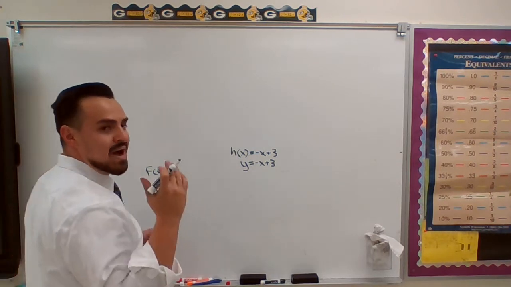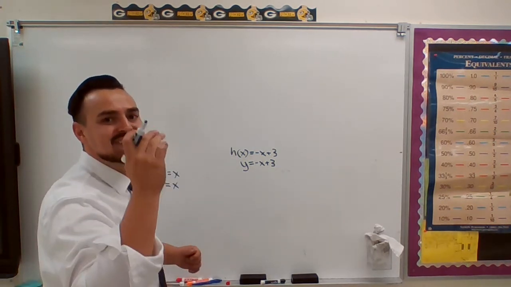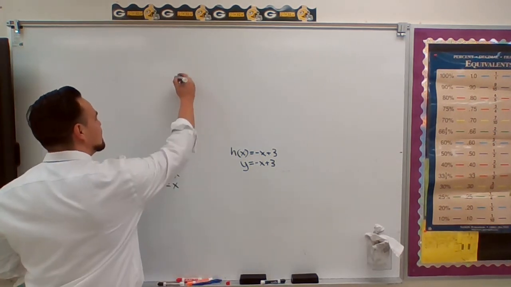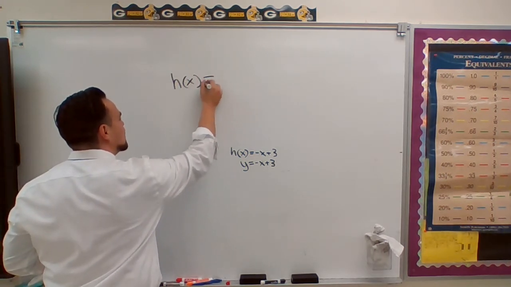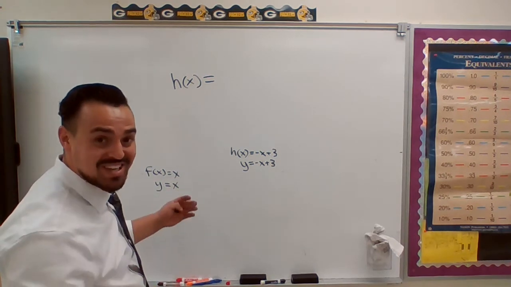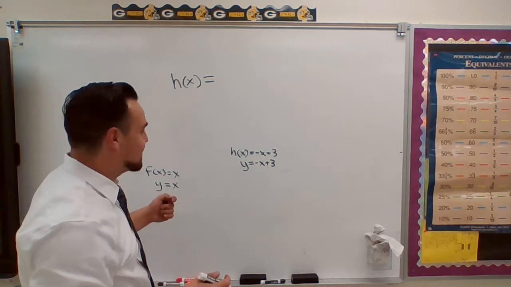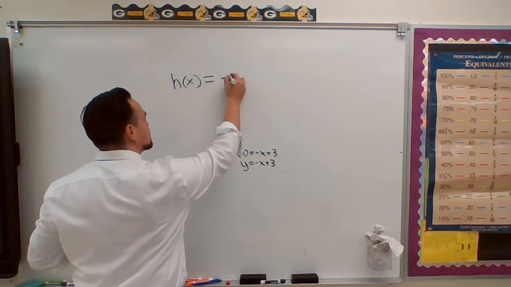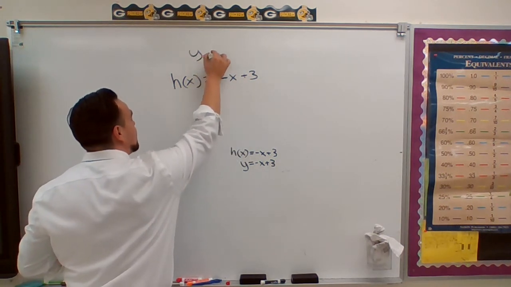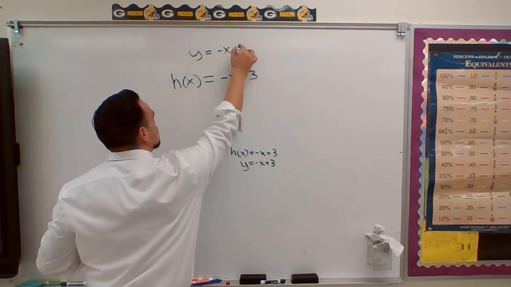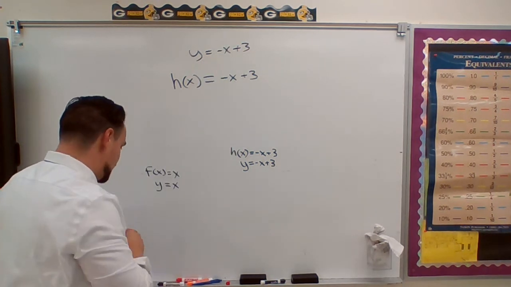Functional form, in my mind, makes more sense. You got your h of x. This is the function h, the relationship, the linear relationship in this case, h. And that's equal to negative x plus 3. Remember, this is the same thing as saying y is equal to negative x plus 3. This is just a linear relationship.